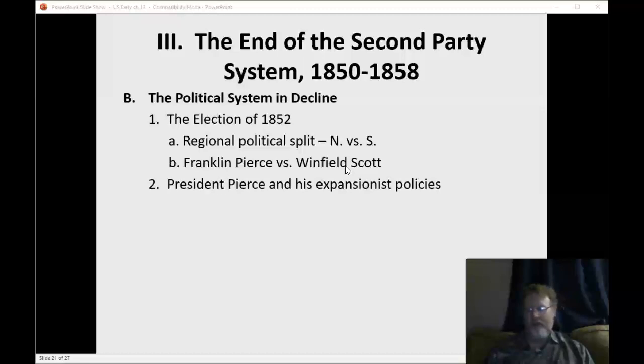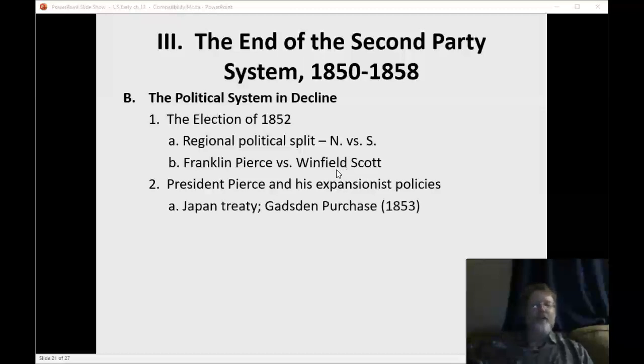Pierce wins. Pierce takes over, and he's an expansionist. He believes in expansion both domestically and internationally. He might be our first president that really pushes for international expansion. Yeah. He negotiates a treaty with Japan. That's putting it politely.